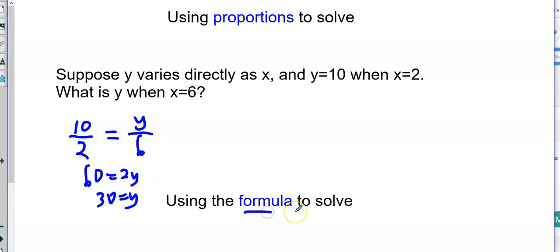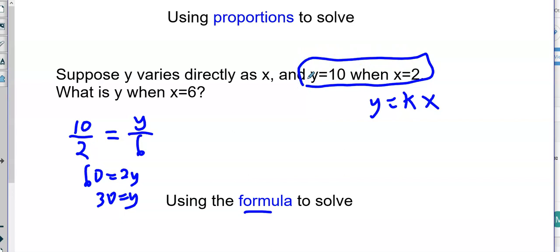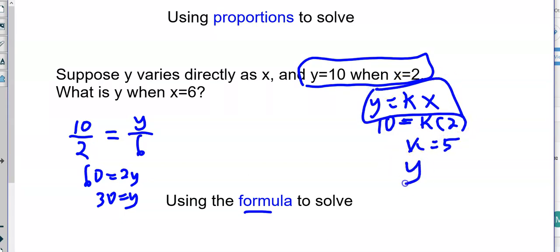Using a formula to solve. So you start with the formula, y equals kx. Let's assume this is direct variation because it says y varies directly as x. So that's our equation. Plug in what you know, right? This is a given. Y equals 10, okay, 10 equals k times 2. Divide by 2, you get k equals 5. Once you get k, plug it into this equation, right? So my new equation is y equals 5 times x.